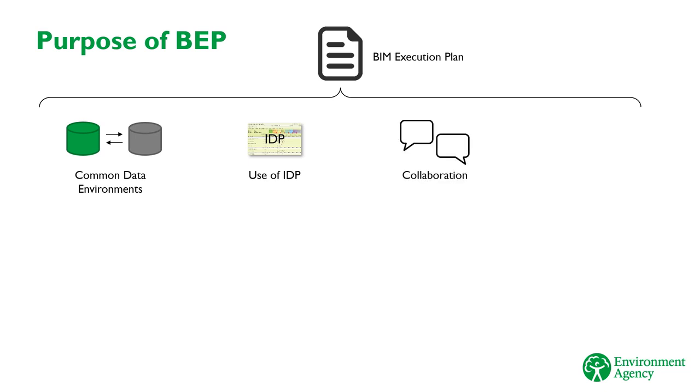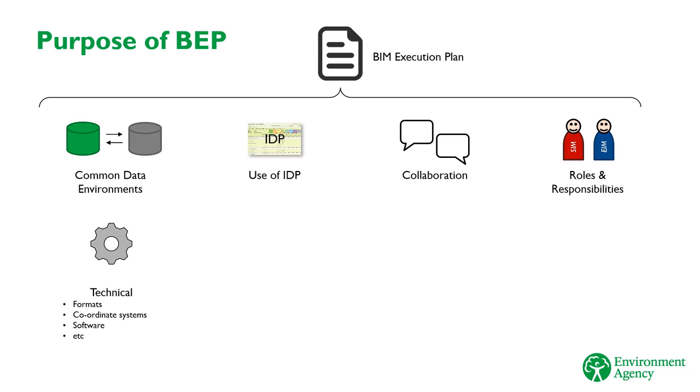It explains how the supplier will collaborate through BIM, for example, how to manage model coordination between different disciplines and methods of collaborating with project stakeholders. The BEP names the people who will carry out key roles and responsibilities, for example, the Supplier Information Manager, and gives evidence of their competency to carry out the role. It confirms technical aspects, such as file formats to use, coordinate systems, the software they'll use, and so on.